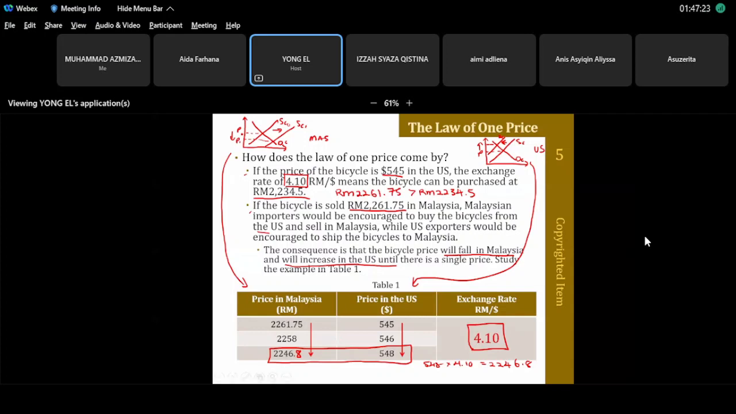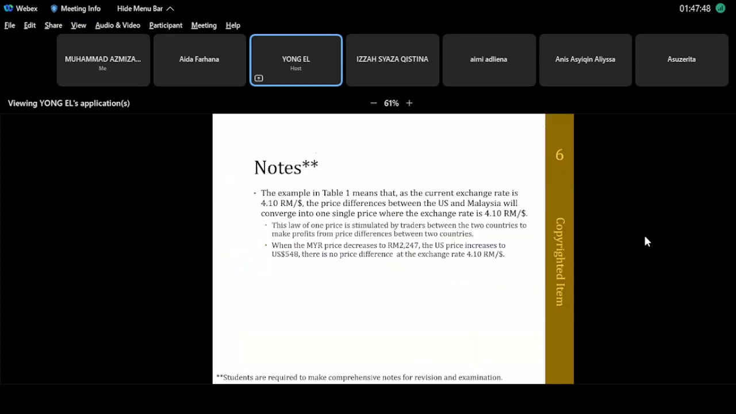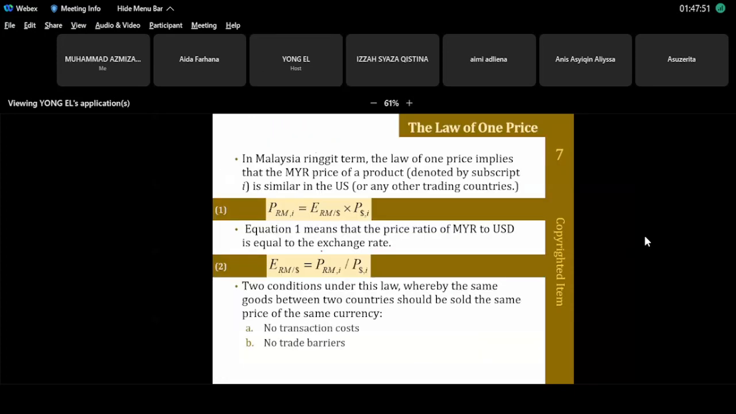Yeah, this is something you need to remember. The price in the US will continue to increase and the price in Malaysia will continue to decrease until they become similar at this exchange rate 4.10. Okay, right. At these two price levels, that means the law of one price applies again. Right. Now by equation, we can look at the law of one price in this way.